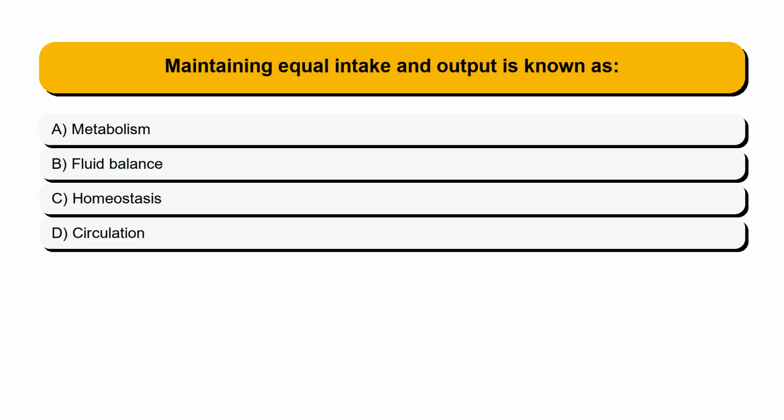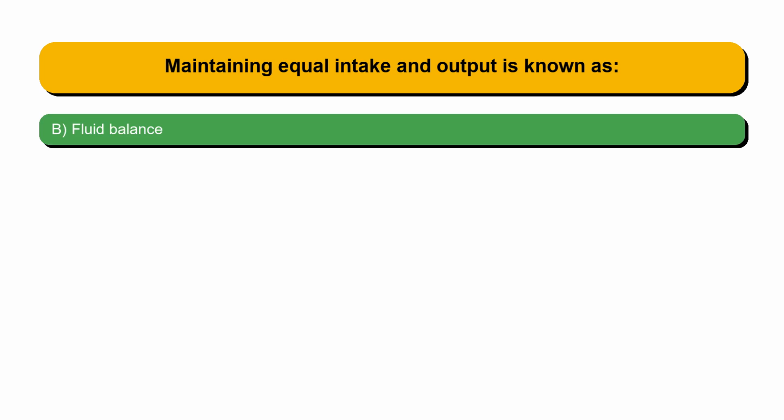Question 58. Maintaining equal intake and output is known as: Option A, metabolism. Option B, fluid balance. Option C, homeostasis. Option D, circulation. The correct answer is option B, fluid balance.